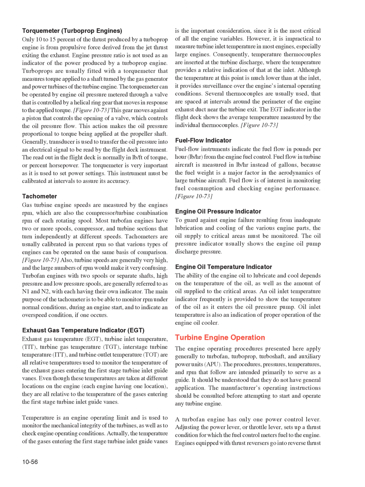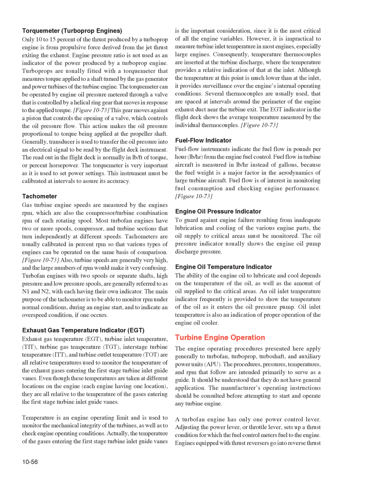The torque meter can be operated by engine oil pressure metered through a valve that is controlled by a helical ring gear that moves in response to the applied torque. Figure 1073. This gear moves against a piston that controls the opening of a valve, which controls the oil pressure flow. This action makes the oil pressure proportional to torque being applied at the propeller shaft. Generally, a transducer is used to transfer the oil pressure into an electrical signal to be read by the flight deck instrument. The readout in the flight deck is normally in pound-feet of torque, or percent horsepower. The torque meter is very important as it is used to set power settings. This instrument must be calibrated at intervals to assure its accuracy.